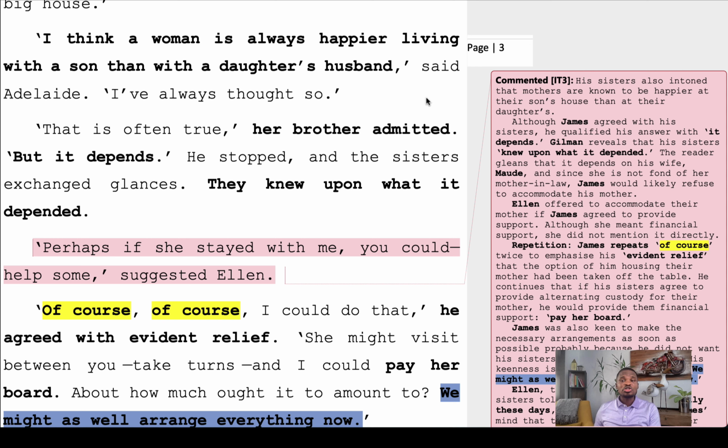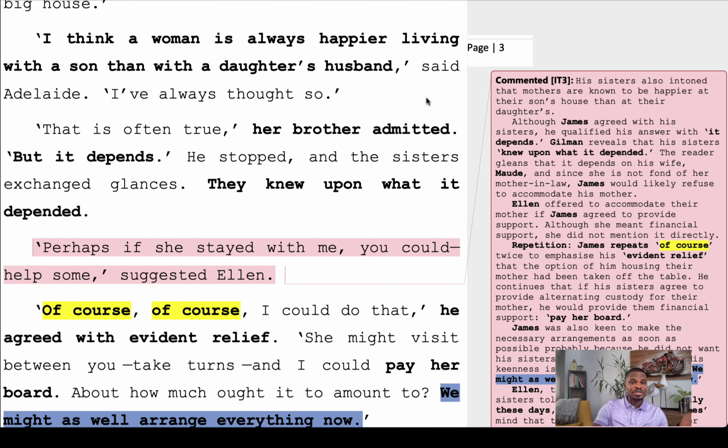And since she was not fond of her mother-in-law, James would likely refuse to accommodate his mother. So James would not accommodate his mother because his wife would not be welcoming of that kind of decision. Then we see that Helen now offered to accommodate their mother if James agreed to provide support. Although she meant financial support, she did not mention it directly. So this is what is seen.